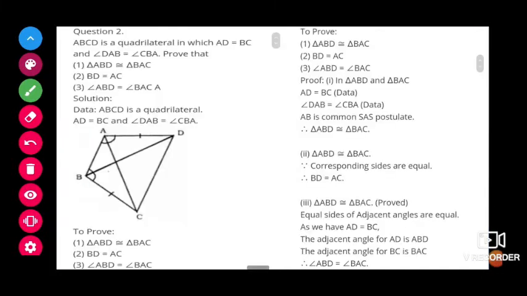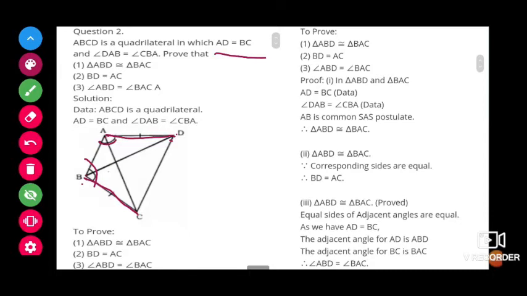Next one, question number 2. ABCD is a quadrilateral in which AD is equal to BC. Next, angle DAB, this angle, is equal to angle CBA, this angle. Prove that. Now they have given the parts to prove.